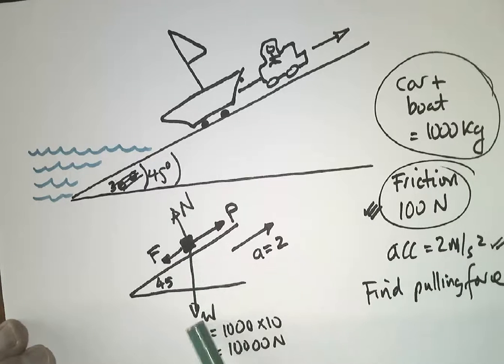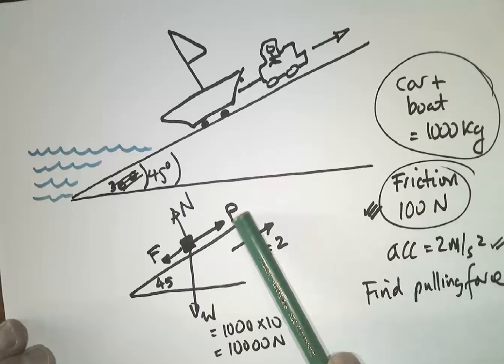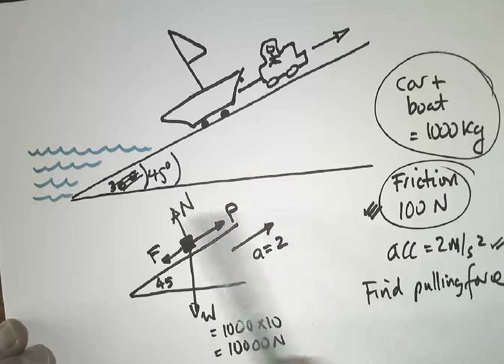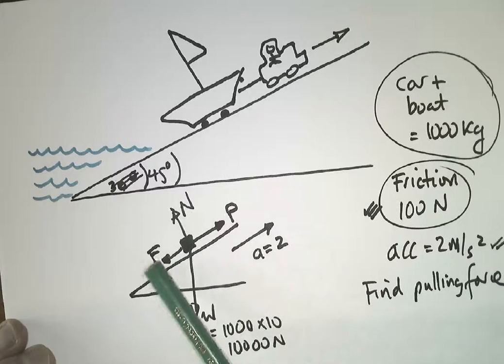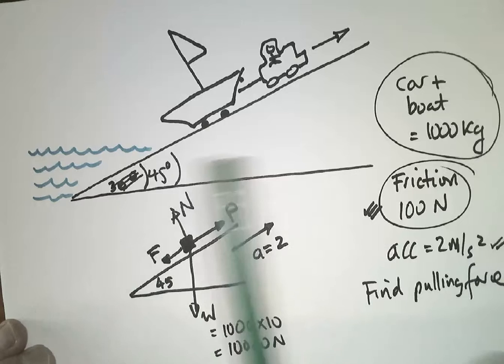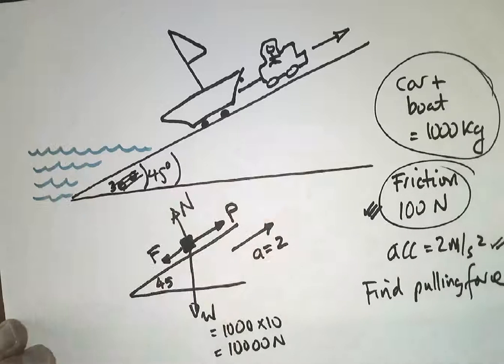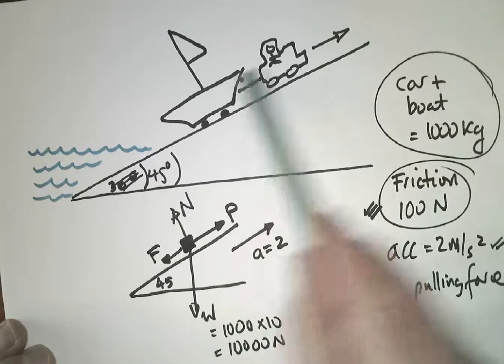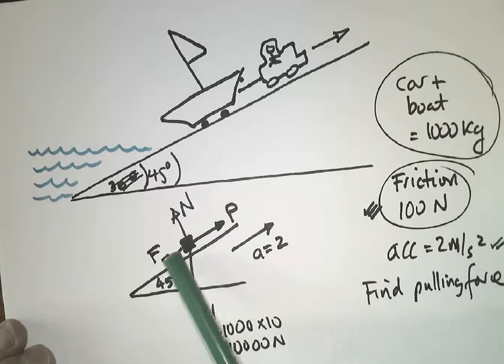It has a weight force. It's 1,000 kilograms times 10 to give 10,000 newtons. There's a pulling force by the engine of the car. There's normal, and there's friction. Now notice the friction has now flipped around. In the previous question, because the block was going to fall down the incline, friction was up the incline. In this case, acceleration is up the incline, so friction will be opposite. Okay, so we're going to try and find the pulling force.